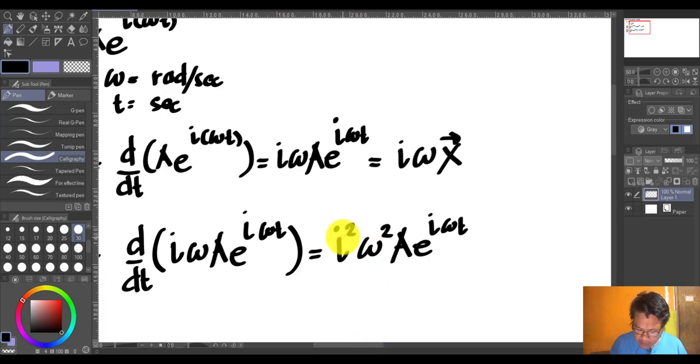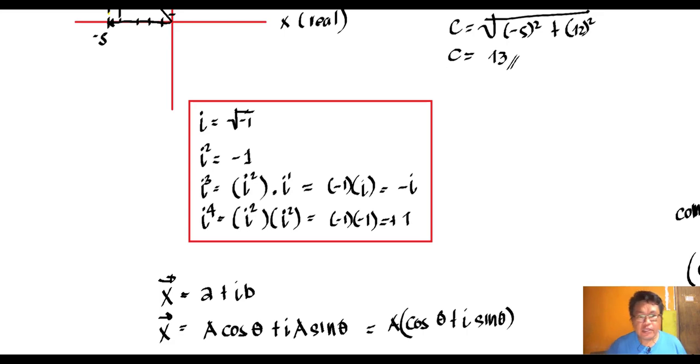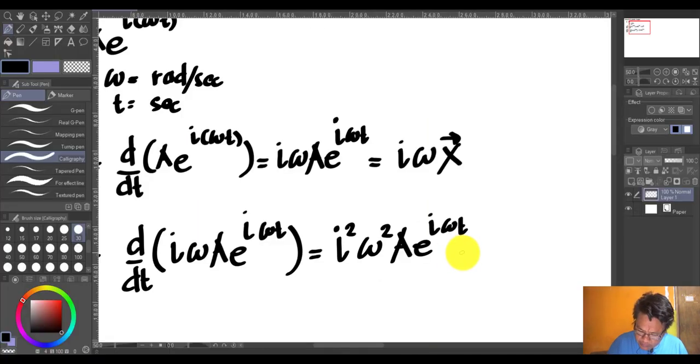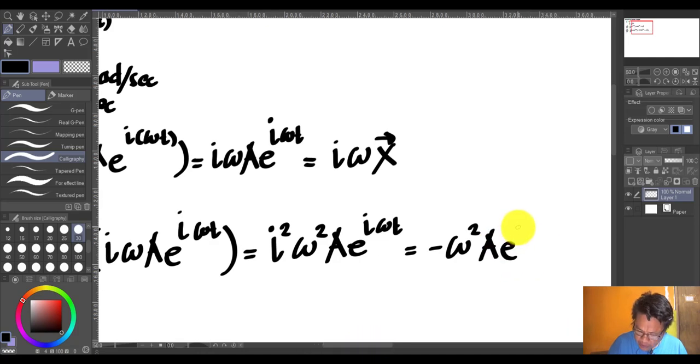Going back from my previous lecture, you will notice here my imaginary i raised to square is equal to negative 1. So I can replace the i squared there by negative 1. So I can rewrite here: this will become negative angular velocity squared, amplitude A, then we have your exponent, raised to i times the angular velocity times time.